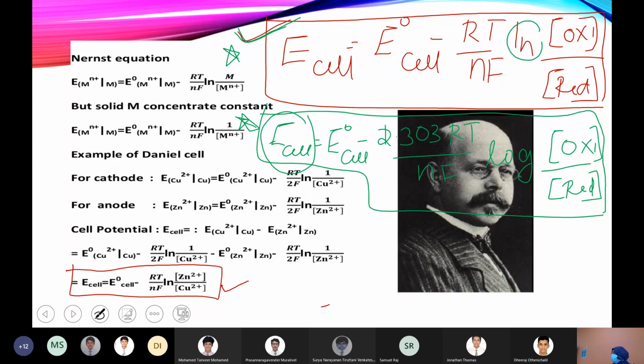Can I change the slide? Write the red one and green one. Done? Can I change the slide? Okay.